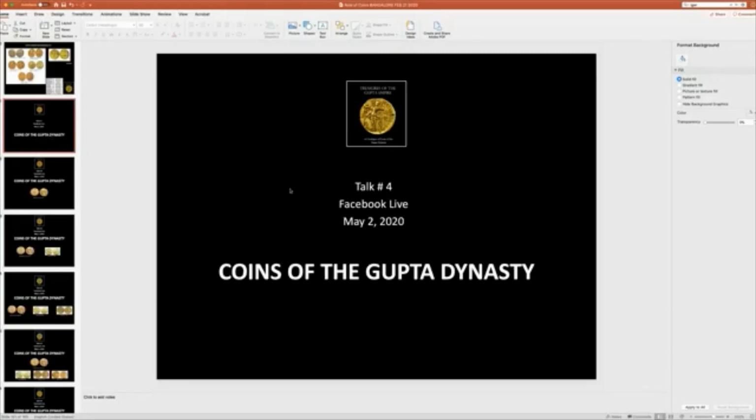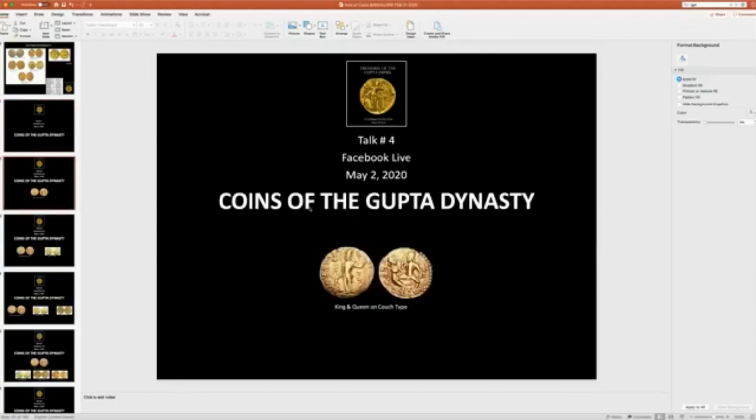And just to recap, in talks 1 and 2, I talked about general designs, and the evolution of designs of goddess Lakshmi. Talk number 3 started with the different coin types of the Gupta dynasty. The first coin we discussed was the king and queen on couch type. This was issued by Chandragupta I.